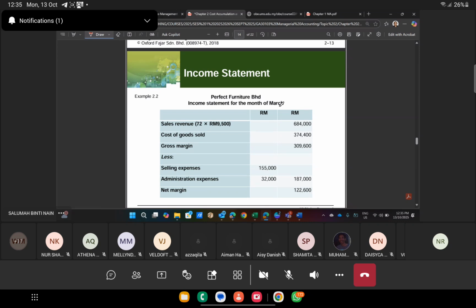Okay, let's refresh what we have learned in your income statement. Basically the format of the income statement is sales minus cost of goods sold. That's how you derive the gross margin. Minus selling and administrative expenses, then we get the net profit. So this is the format of the income statement. Chapter 2 and all of the formats are like a revision for you. Once again, this format is not given in your final exam.